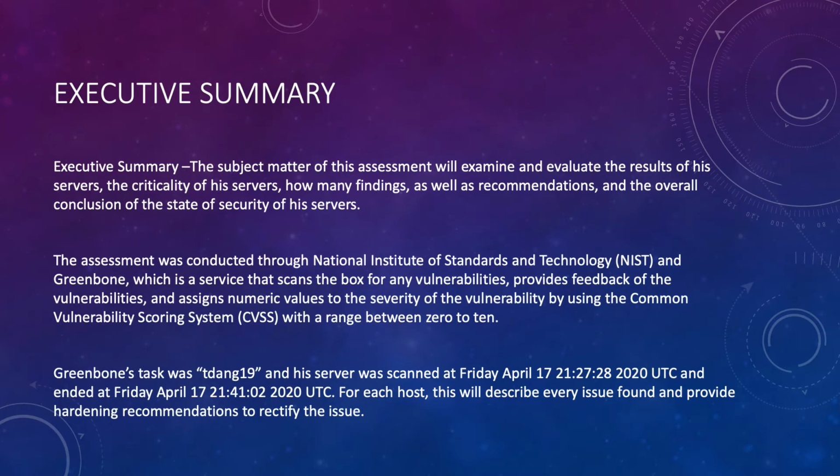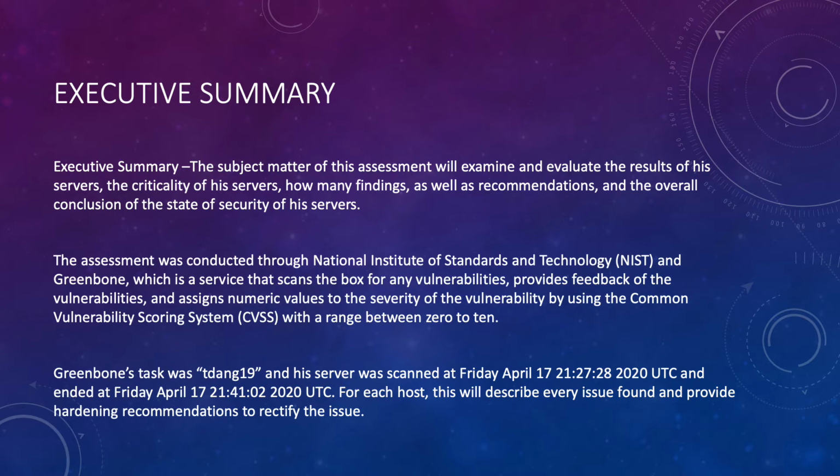So first, let's discuss the executive summary. This is the subject matter of this assessment. We'll examine and evaluate the results of his servers, the criticality of his servers, how many findings, and provide recommendations, and state the overall conclusion of security of his servers.